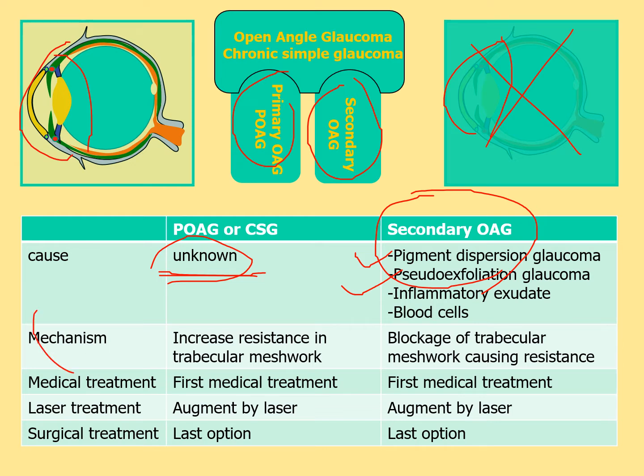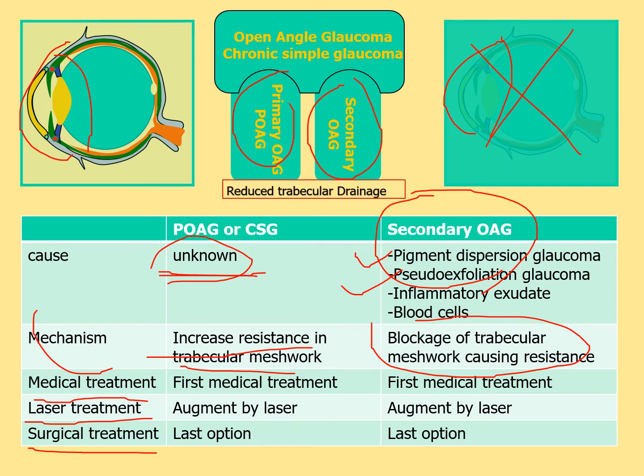So look at the mechanism, increased resistance in the trabecular meshwork, and here the blockage of the trabecular meshwork causing resistance. Treatment is same for both of them, same principles. Medical treatment followed by the laser treatment, followed by the surgical treatment, and that we'll discuss in the next two slides. This shows that the reduced trabecular drainage is the main cause for open angle glaucoma, whether it is primary or secondary.